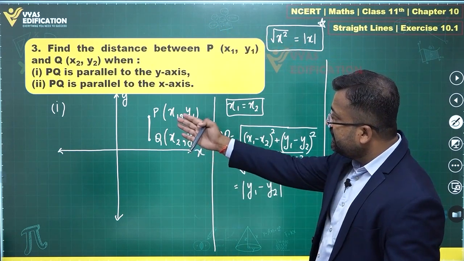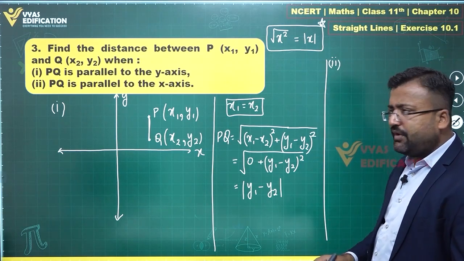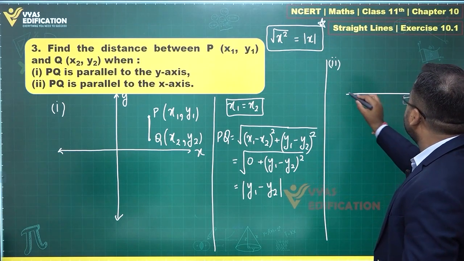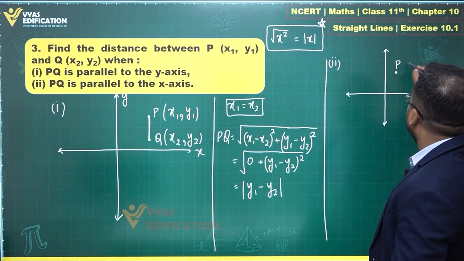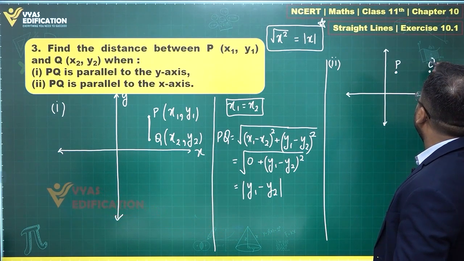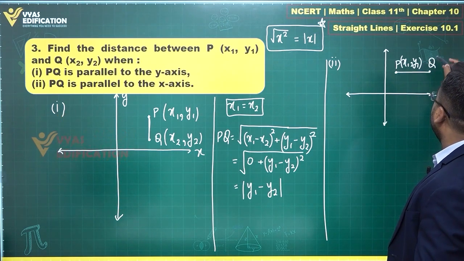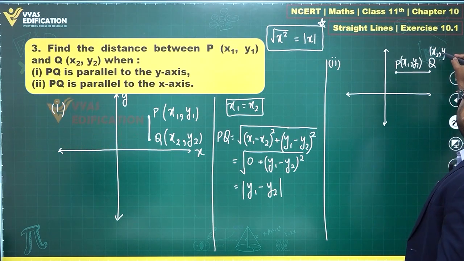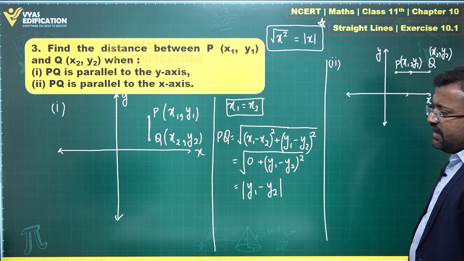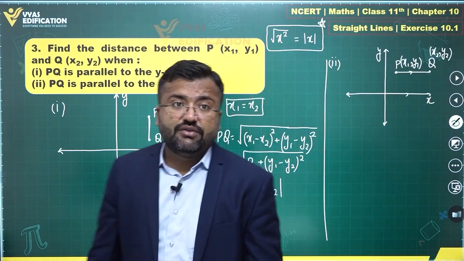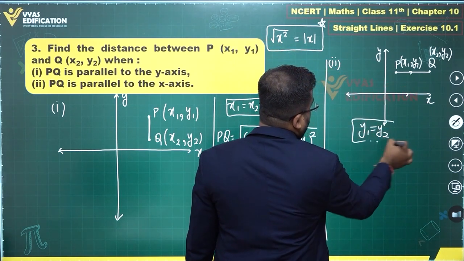So this is the first part, when PQ is parallel to the y-axis, and now you can easily guess the second part. What you'll have is, if PQ is parallel to the x-axis, this is point P and this is point Q, let us say. If PQ is parallel to the x-axis, the coordinates (x1, y1) and the coordinates (x2, y2) will have a condition. What is that? If this is parallel to the x-axis, the y coordinate will be the same. That is, y1 will be equal to y2. Here, y1 equals y2. This is the important thing.